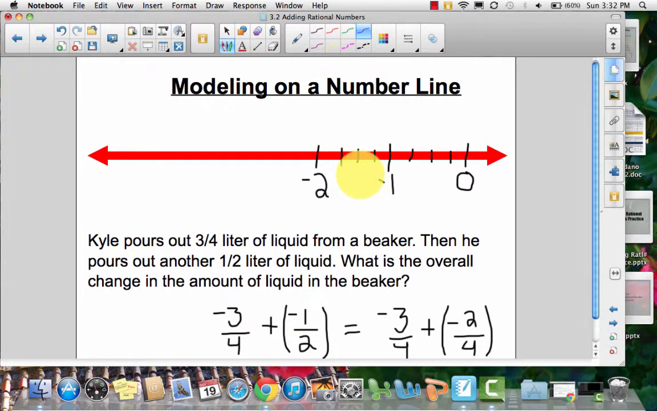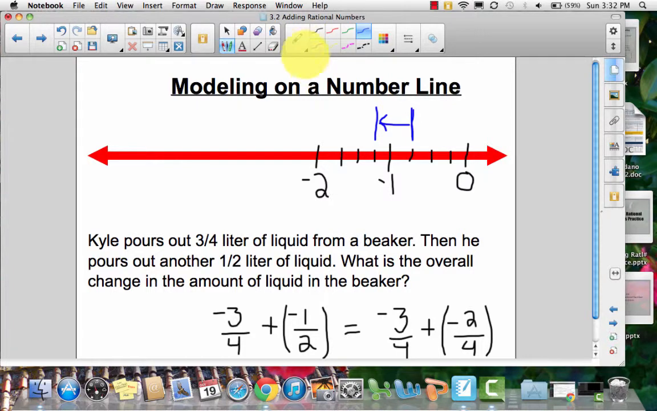I'm going to start off with the first piece of the problem where it tells me that he pours out 3/4 liter. And this is 1/4, 2/4, 3/4. And notice that I'm in the negative values because he's pouring out the liquid. And he's going to pour out another 2/4. So jumping to this line would get me 1/4. Jumping to this line would get me 2/4. And I'm going to draw an arrow to the left to show that I moved in the left direction because I'm adding a negative value.